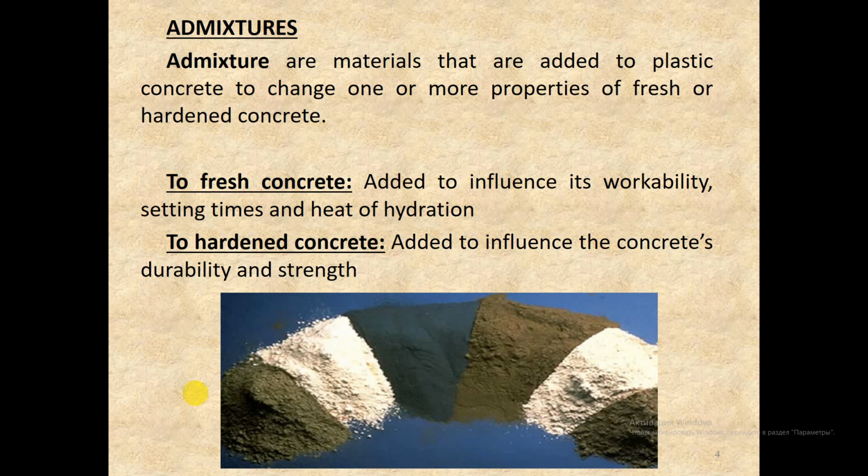Your code specifies the requirements for the common admixtures: accelerating water reducing, retarding water reducing, normal water reducing, this is a plasticizer. High range water reducing, superplasticizer. Water resistant, this is a waterproofing, and air entraining admixture.